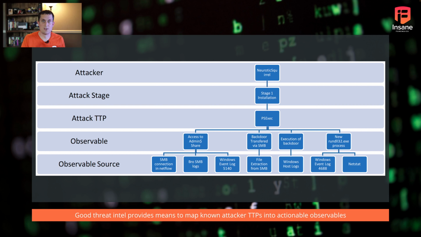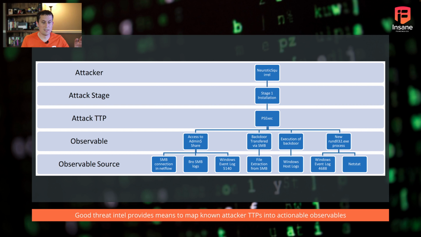Once you have those observables, you can go one step down to the bottom step of it, which is then, where would I see those footprints? So if you're looking for, like here, access to the admin$ share, you could go to Zeek logs. When we wrote the paper, it was still called Bro, now it's called Zeek. So you'll have to fill in the Zeek there, but you could say, okay, if I'm looking for admin$ share access, I might see that in the Zeek SMB logs. I might see SMB connections in NetFlow.